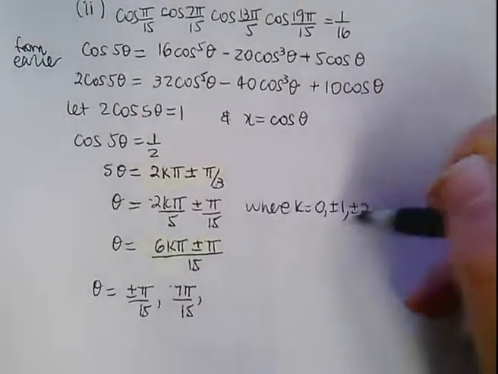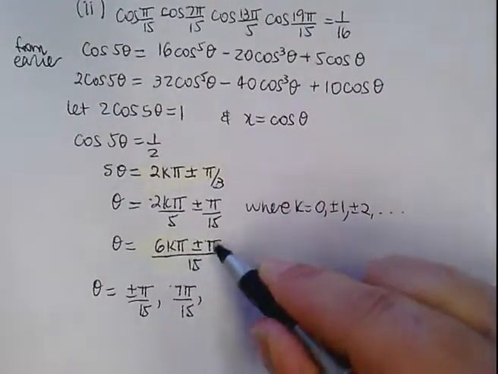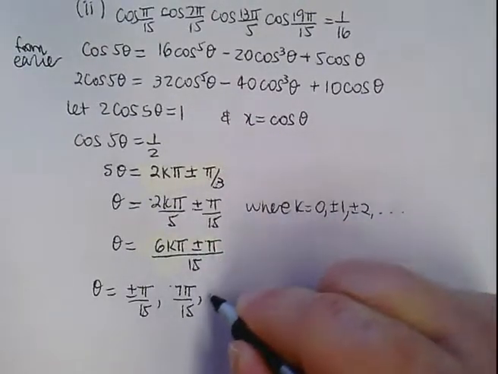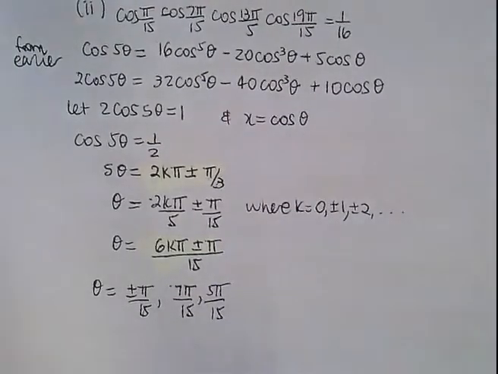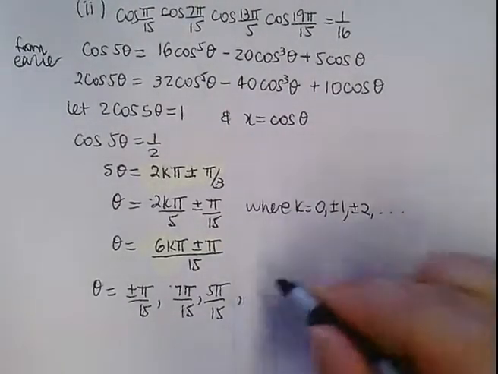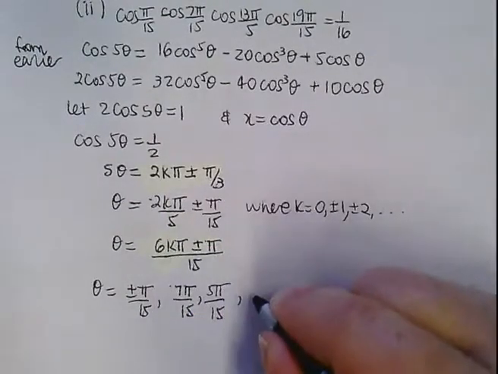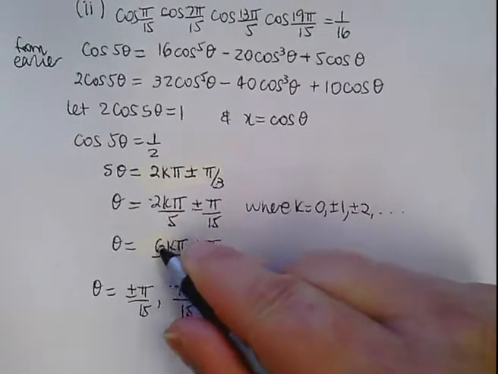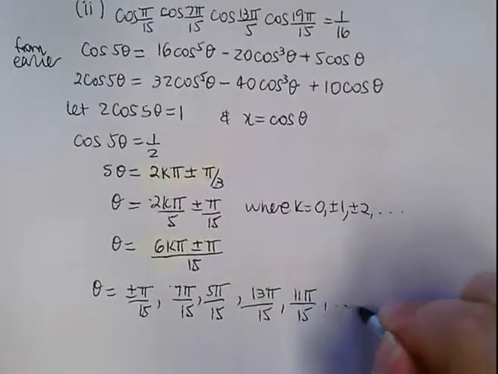Actually, we'll just do the k is 1 first rather than the negative 1. So when k is 1, we've got 6 pi plus pi on 15, which is 7 pi on 15, or 6 pi minus pi on 15, which is 5 pi on 15. And when k is 2, we have 12 pi plus pi, that's 13 pi on 15, and we have 12 pi minus pi, that's 11 pi on 15.